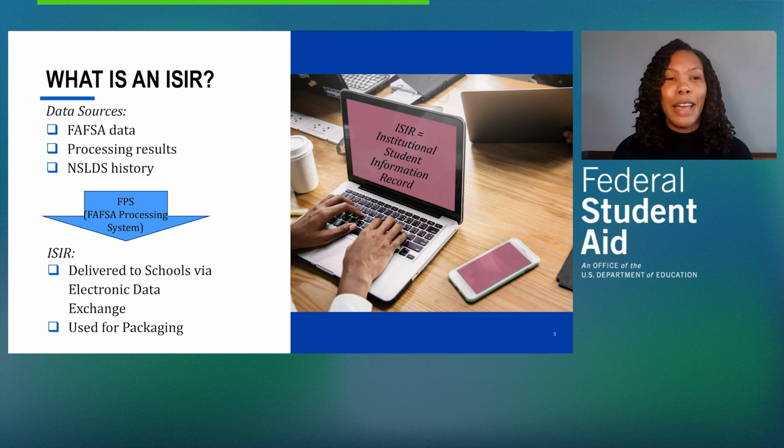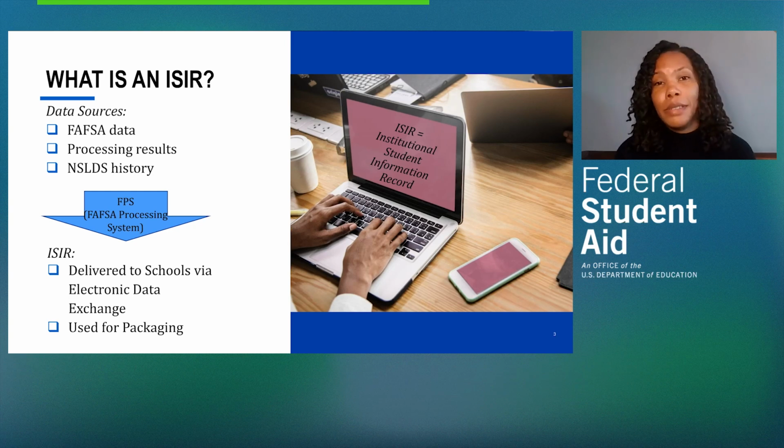So what is an ISIR? An ISIR is an institutional student information record. It contains the data from the FAFSA. It also contains the processing results that we have from when we actually process the FAFSA. And it's also going to pull in information from NSLDS in terms of the students' Pell disbursements, loan history, all of that information from NSLDS.